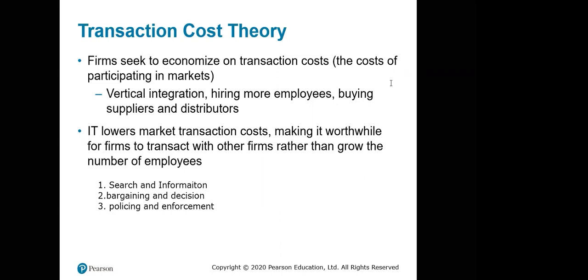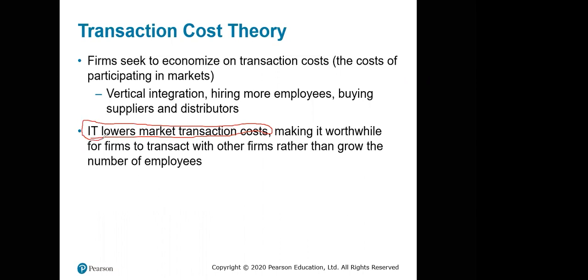So what you do, you can do vertical integration. Or if you don't do vertical integration, then you will hire more employees or buy a supplier or distributor. Of course this will cost you, but with the IT market it will lower the cost as well. Okay, so this is one of the points which the author of this book wants to make, the learning point in this slide, that IT lowers the transaction cost. This is the main point.